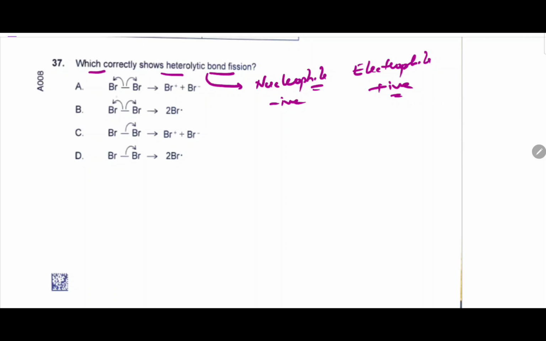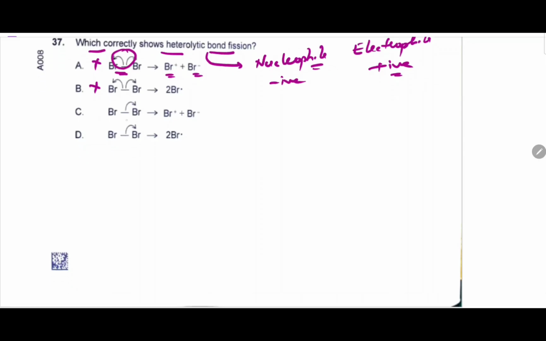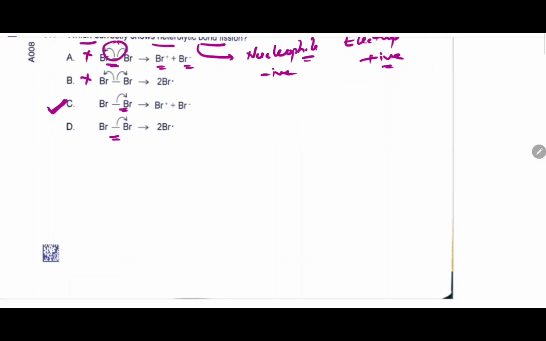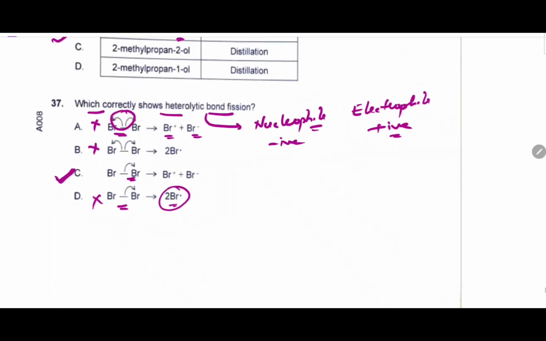If I see option A, they are forming positive and negative ions, but the arrow they are showing is going to both bromine, which is not possible. It is the direction of a homolytic fission, not a heterolytic. It's wrong. Similarly, B shows formation of a free radical, which is again a homolytic fission, not a heterolytic fission. C shows the transfer of electrons taking place to one bromine, thus one bromine forms a negative ion and the other forms a positive ion. This option C can be possible. In the other option, the electrons are transferred to this bromine and it's forming 2 Br free radicals, which is again wrong. Therefore, the correct option is question 37, answer C.